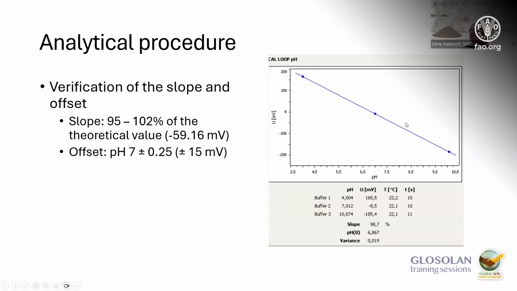And you can see here an example of the calibration curve that we obtained: the measured pH values, the millivolts, the temperature we measured, and the time in seconds that we measured, so at least 10 seconds. And then the slope is calculated, taking into account the temperature corrections, of course. So we have a slope of 98.7%, that's very good. And we have a pH 0 at 6.867, which also fulfills the rule of the offset. And that is shown by the software. You can so directly see if your calibration fulfills the needs that you require.